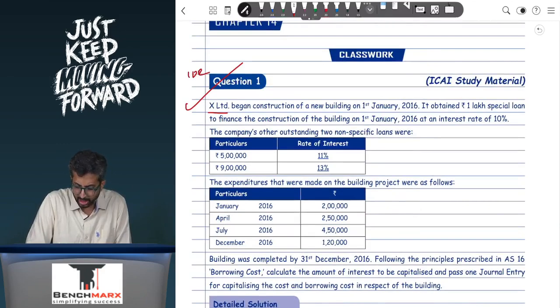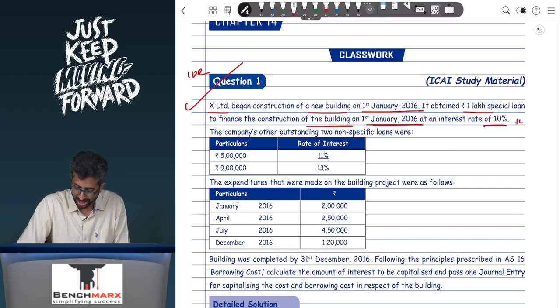X Limited began construction of a new building on 1st January 16. It obtained a 1 lakh special loan to finance the construction of the building on 1st January 16, on the very first day, at an interest rate of 10%, which means on this 1 lakh loan, we will have 10,000 of interest on specific borrowings.